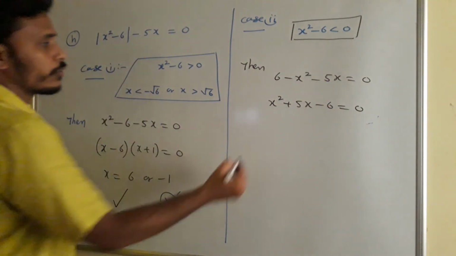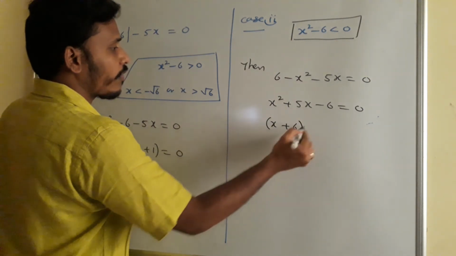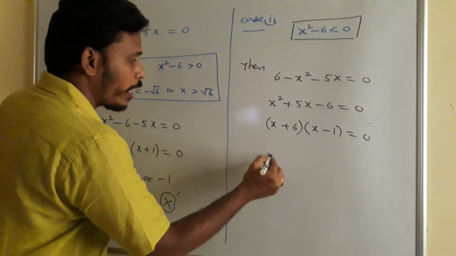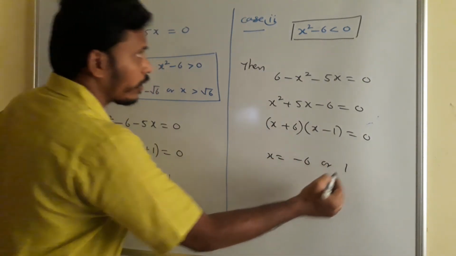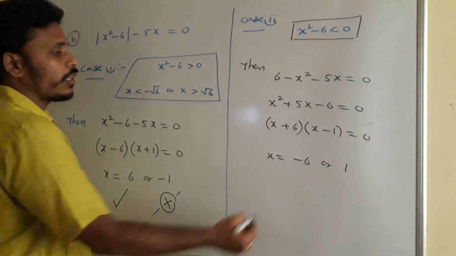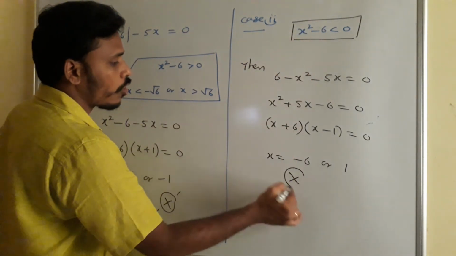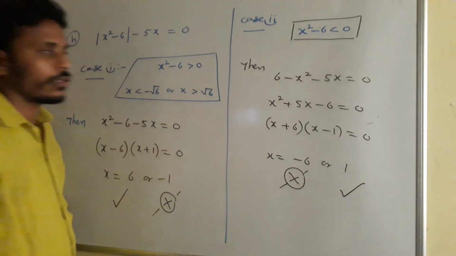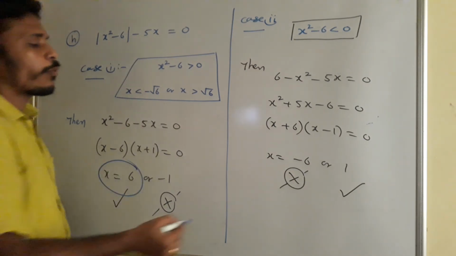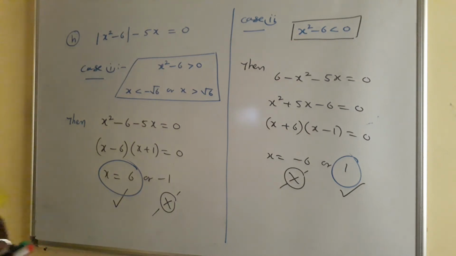Then what are the possible values? In this case the factorization is x plus 6 into x minus 1 is equal to 0, and the possible values of x are minus 6 or 1. We need to check. If you take x is equal to minus 6, it is not satisfying the heading of the case, so this is not a solution. Whereas x is equal to 1 is okay. So at the end the possible values of x are 6 and 1. To solve it, we need to proceed in two cases. In one case x square minus 6 is positive, and in the other case x square minus 6 is negative. Just have a look.